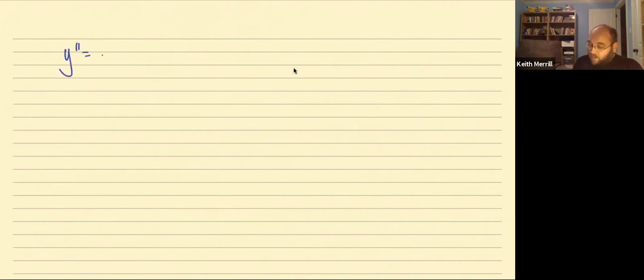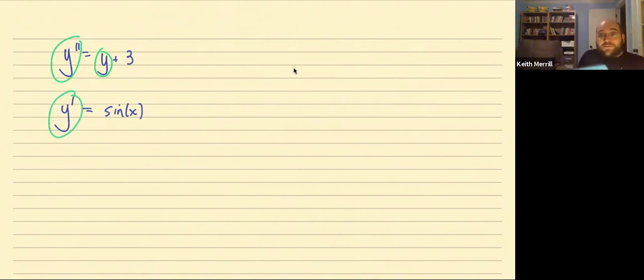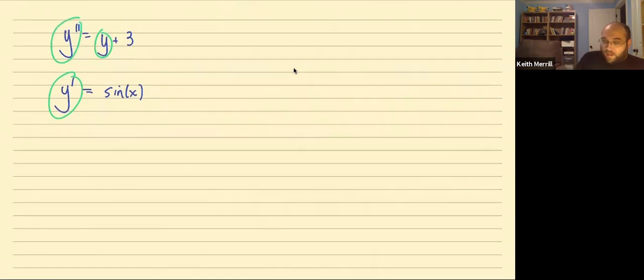Y double prime equals y plus 3. So that would be an example. Again, it's involving an unknown function, y, and in this case, one or more of its derivatives. Let's do another example. We could have y prime equals sine of x. Again, this involves a function and or. That's the key. So it just has to involve the function y or any of its derivatives. And one more example, maybe y prime plus xy equals e to the x. Again, involves the function, and in this case, its first derivative.